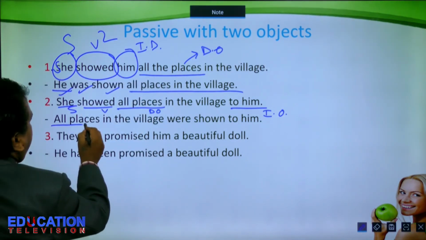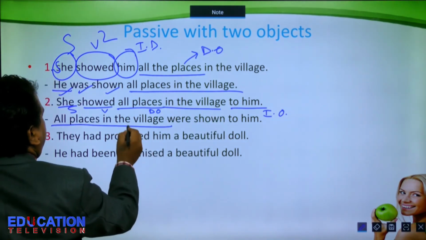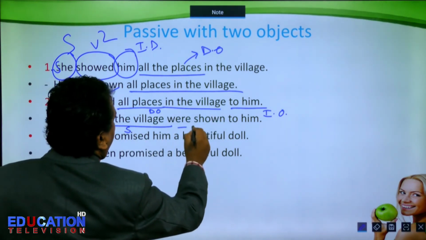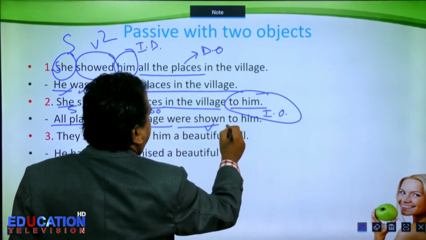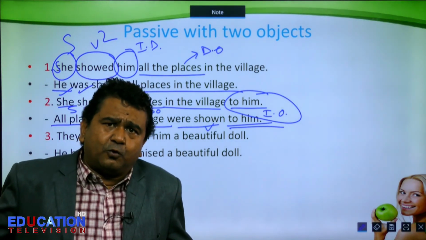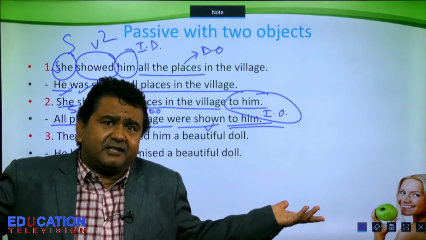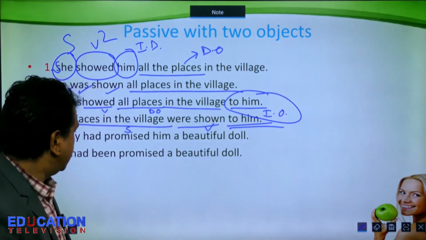All places in the village, this is subject. Was shown, this is verb. And this, to him, indirect object, is placed here as it is. So no worry, even if there are two objects, you can easily convert the sentence into the passive form.